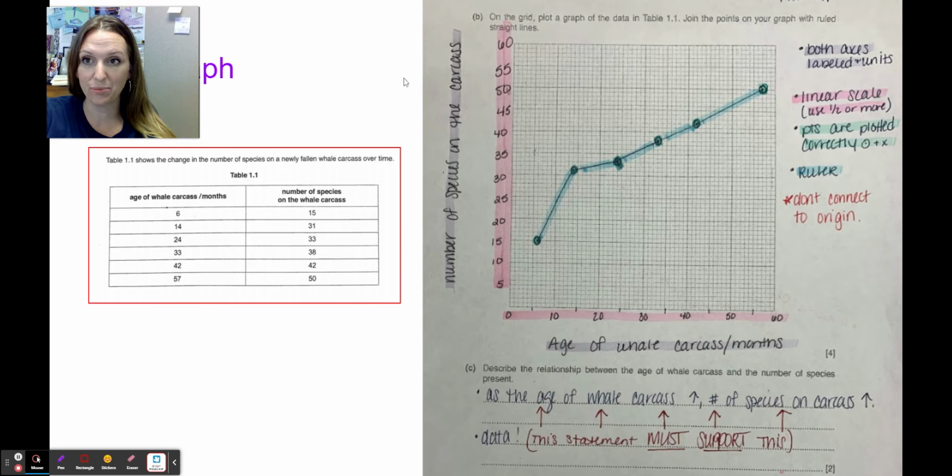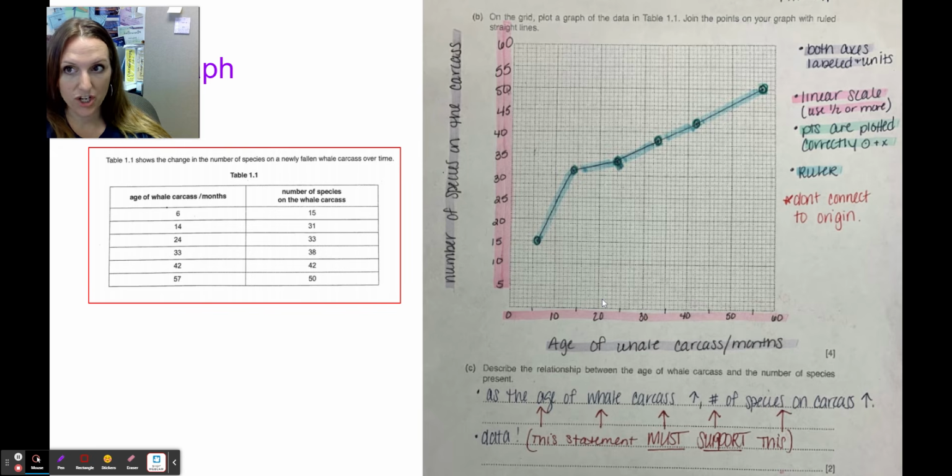We need to have the labels identical to your data chart. Your scale needs to be in an even increment. Here I'm counting by 5s, and I continually count up by 5s. The scale needs to be made so that you're using at least half of the space or more. When you're doing points on a line graph, you're going to do a dot with a circle, or you can do an X, or you can do a plus.